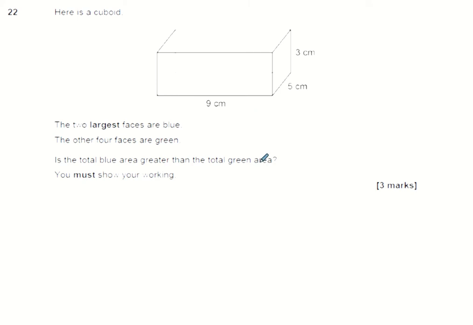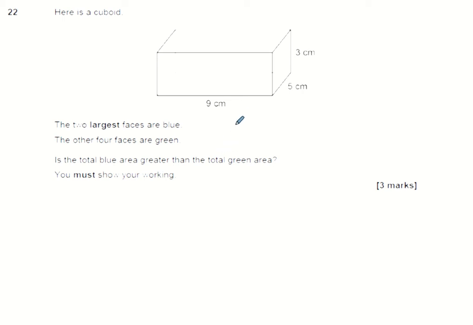Question 22. Here is a cuboid. The two largest faces are blue, the other four faces are green. Is the total blue area greater than the total green area? You must show your working. This is about spatial awareness and understanding what shapes look like from different directions.